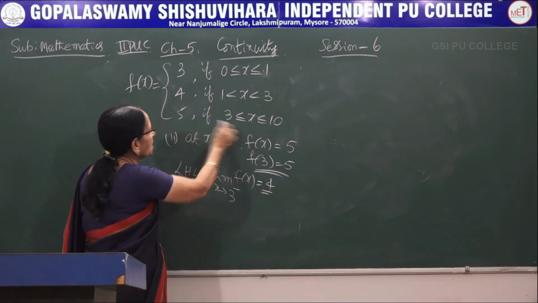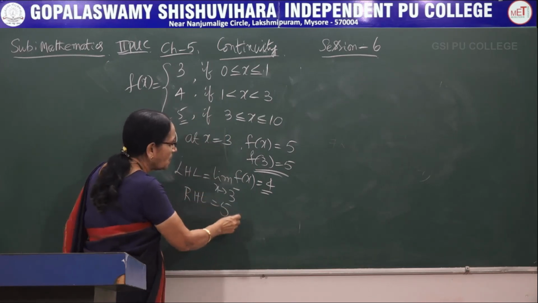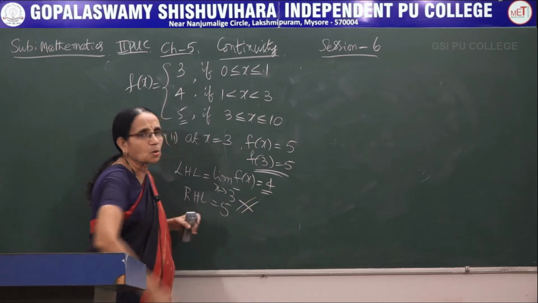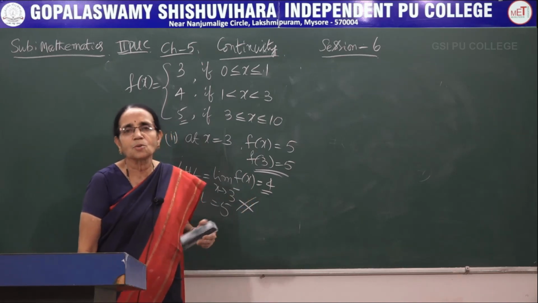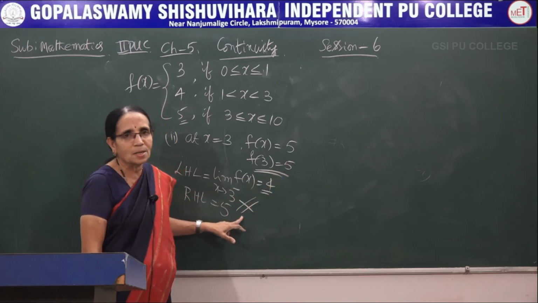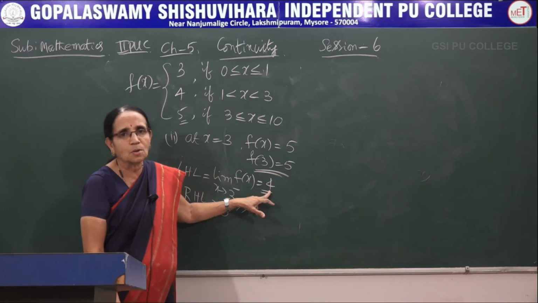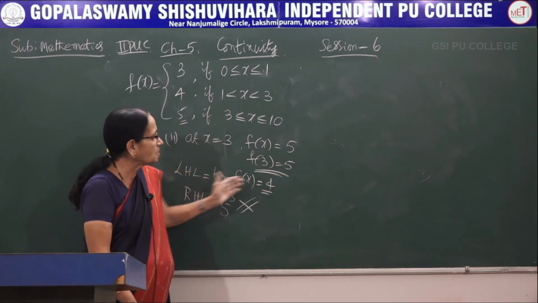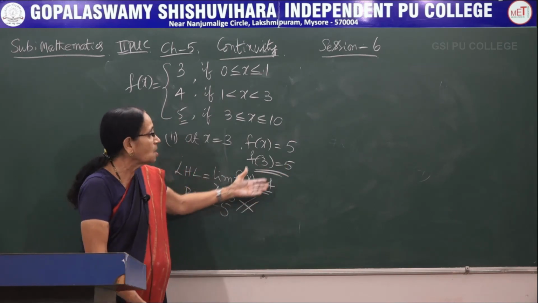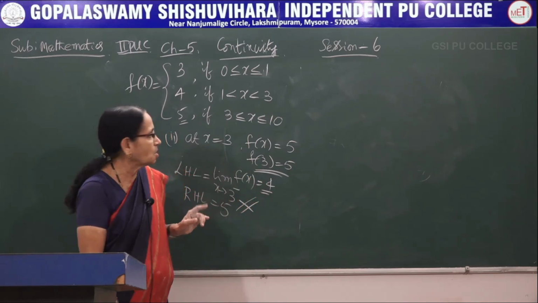Right hand limit means, again, we are considering this one. So, the right hand limit becomes 5. Anyway, these two are not equal to each other. The left hand limit is not equal to the right hand limit. If these were to be equal, we should have gone further. Now, since they themselves are not equal, when the left hand limit is not equal to the value of the function, there itself we can come to the conclusion that the function is discontinuous.